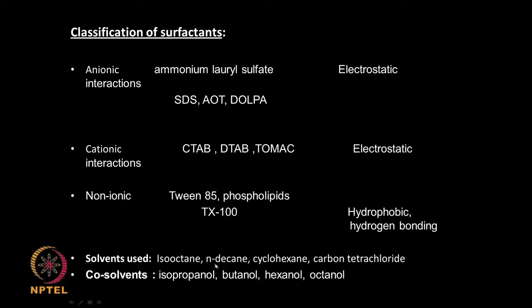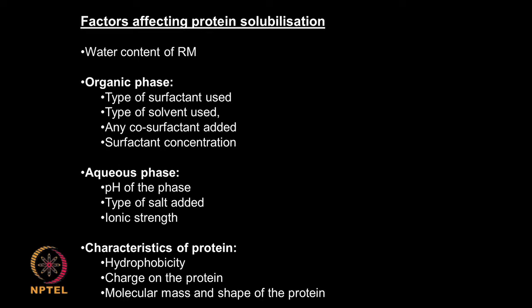What are the solvents we use? We use iso-octane, n-decane, cyclohexane, carbon tetrachloride. Sometimes you may also use a small co-solvent like isopropanol, butanol, hexanol, octanol and so on. So you can see the types of surfactants, solvents and co-solvents used.